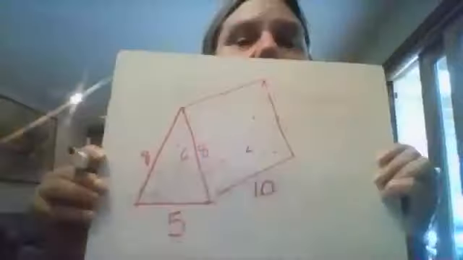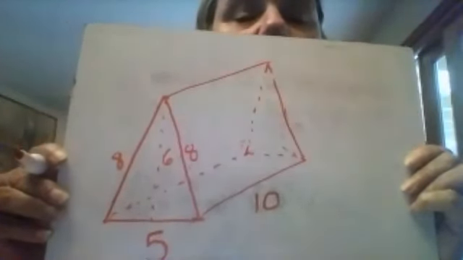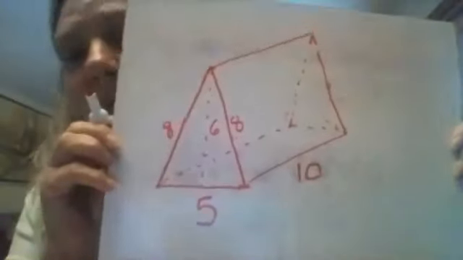Wait, let me back up a bit. There we go. There are 5 surfaces. So let's look at the triangles first. We need to find the area of the 2 triangles. So I want you to notice, do you see the base and height of the triangle?